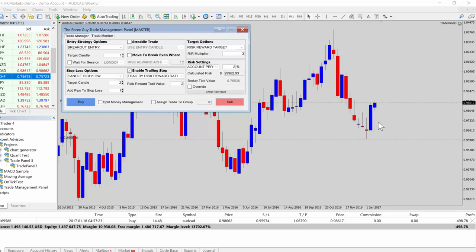So it just went straight in. And that's the case even with retracement entries also. If the market price was actually right at our retracement point, it would just buy straight in or sell straight into the market there. All right, so let's clear that.